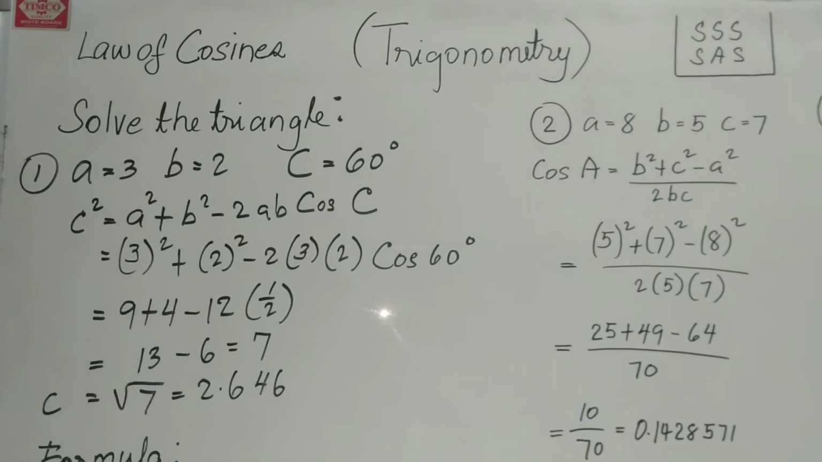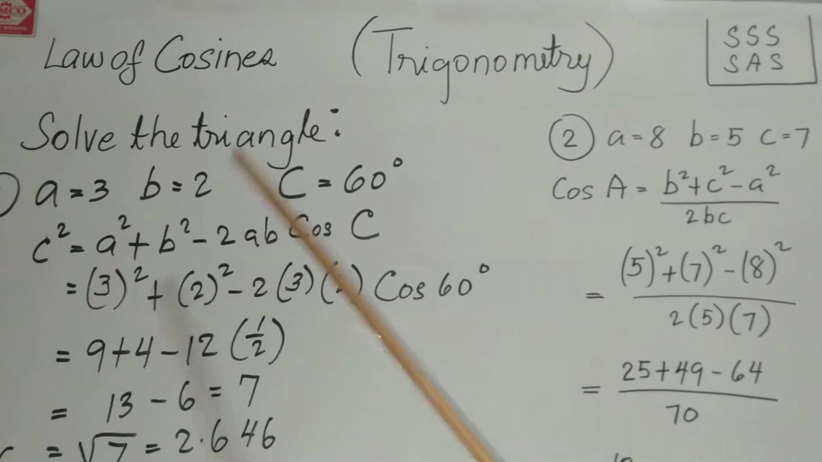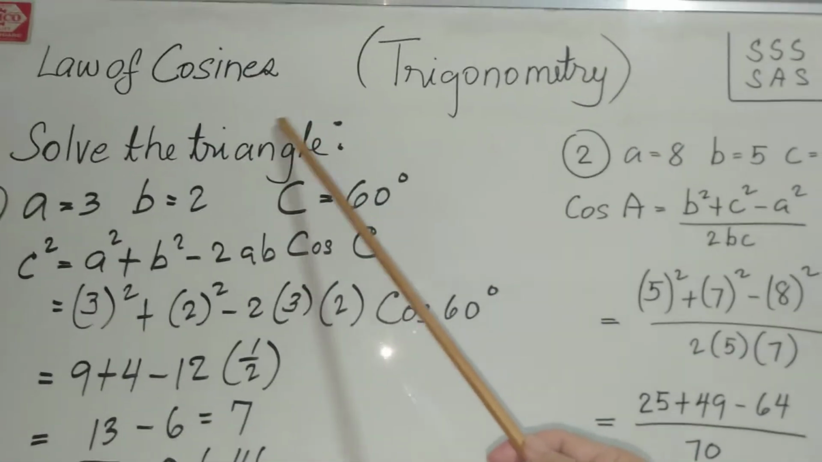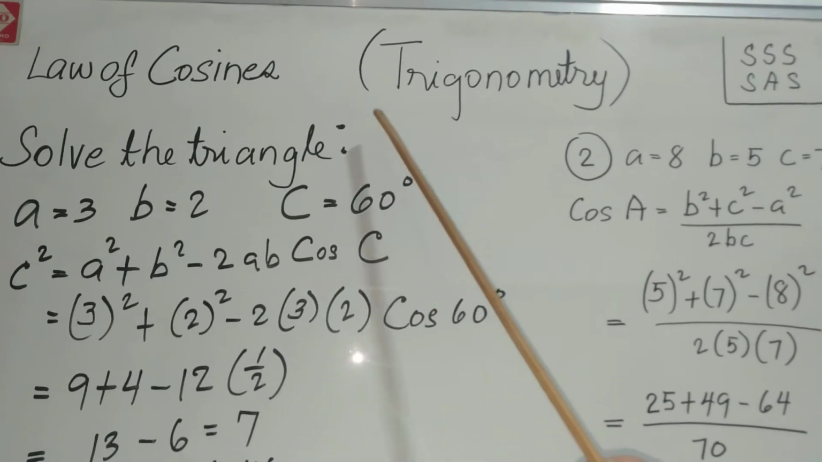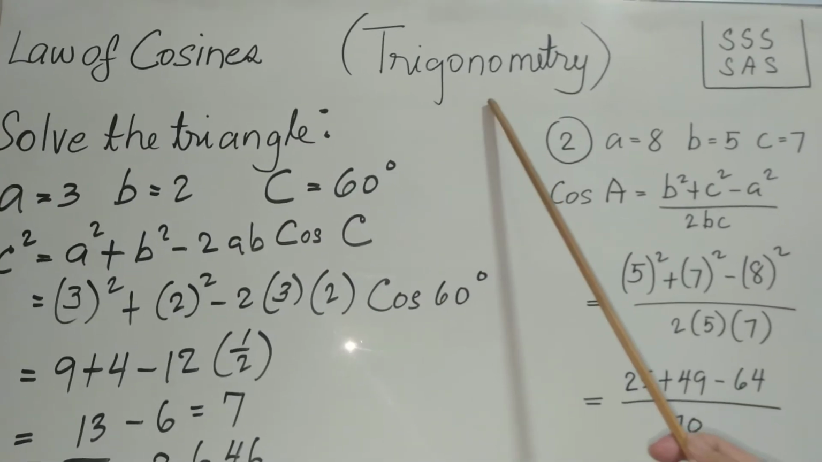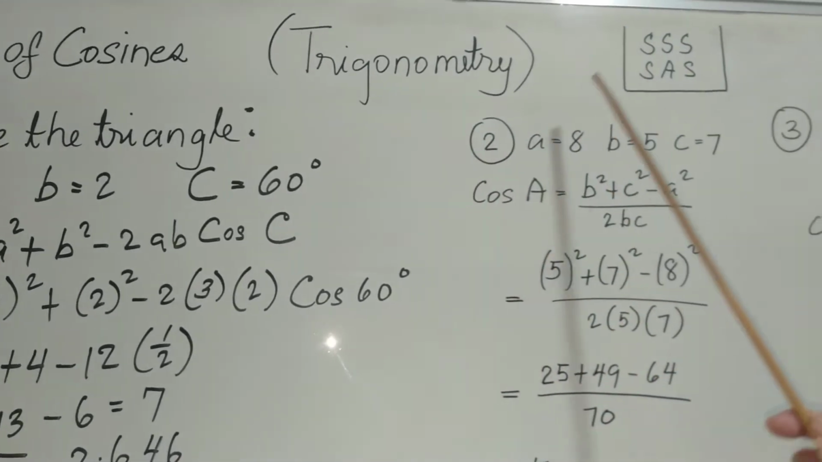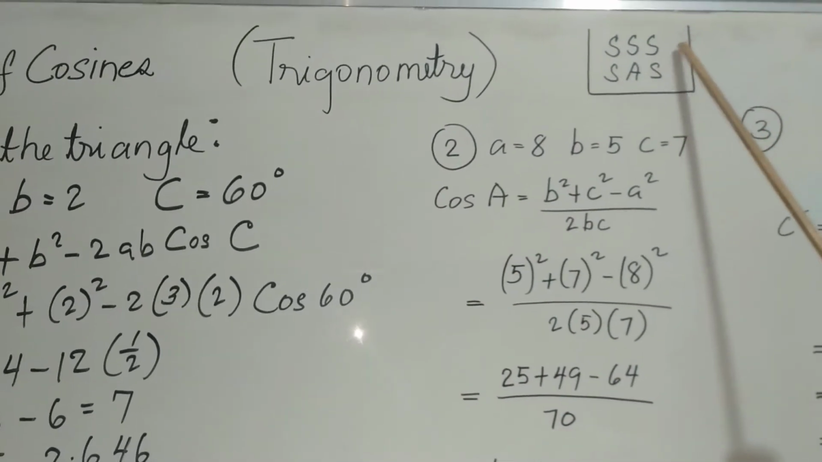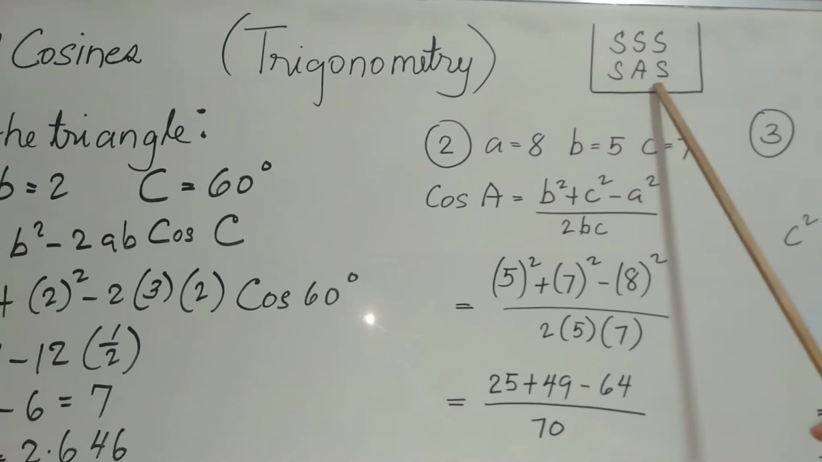To continue our discussions on trigonometry, now we're going to take up the law of cosines. This law of cosines will be helpful in solving triangles, oblique triangles, when given three sides, the measures of three sides, or two sides and an included angle.